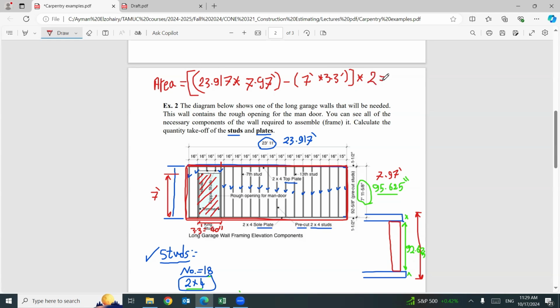I will explain it in just a moment. So 23.917 times 7.97 minus 7 feet times 3.3, all times 2. So the total surface area is 335 square feet. So we need to order plywood with a total surface area of 335 square feet.